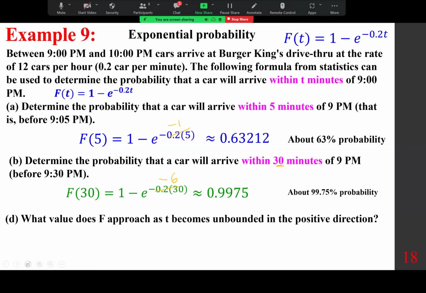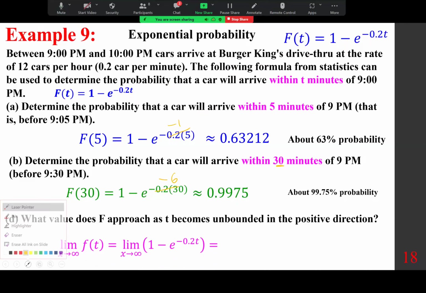What value does f approach as t becomes unbounded in the positive direction? What this means is the following. What happens when t becomes huge? What happens when you take the limit of this function, f of t, as t approaches infinity? This is t, everybody. That's the idea. So what happens as the time, the variable x or t, whatever it might be, approaches infinity. That's the concept.